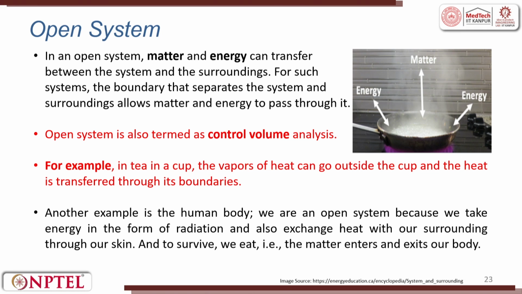So, in an open system, matter and energy can transfer between the system and the surrounding. For example, take a tawa, a pan. You apply energy, you put matter. For such a system, the boundaries that separate the system and the surrounding allow matter and energy to pass through it. For example, a tea in a cup: the vapor and heat that go outside the cup, with heat transferred through its boundaries, is a typical example of an open system. A tawa, whatever you use, is also an example of an open system.